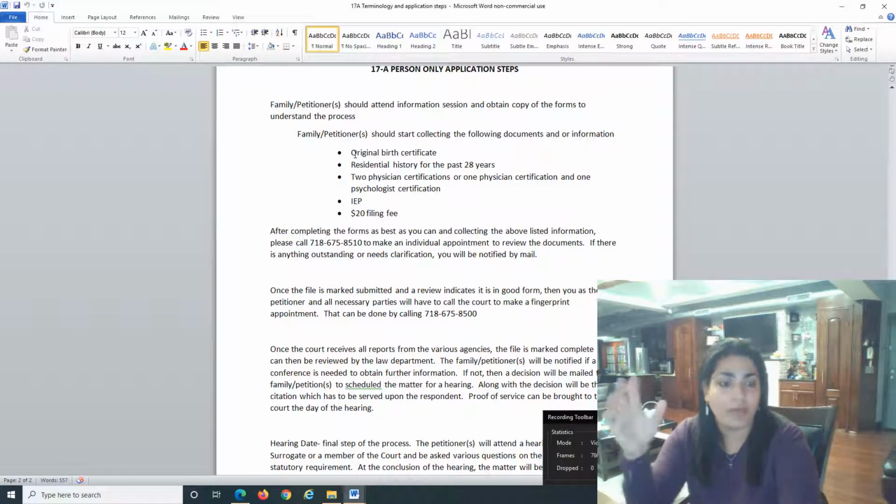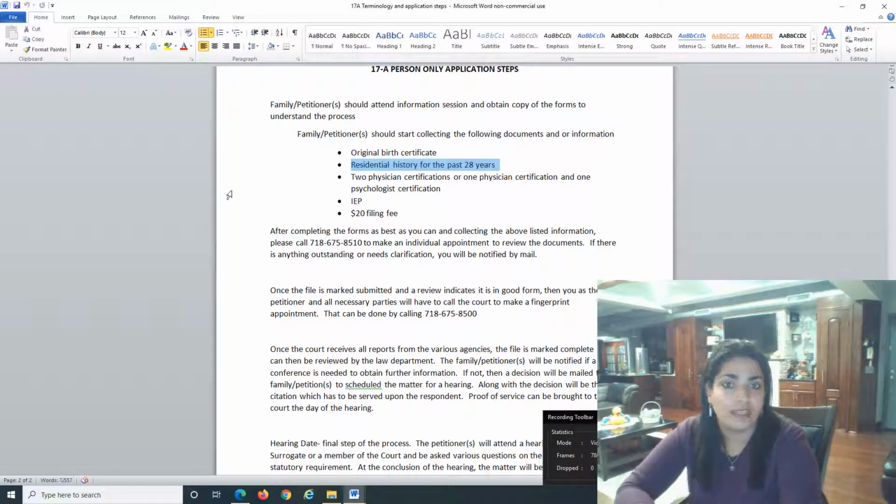So along with the petition and all the other documents we're going to go over, you also need an original birth certificate. And the original birth certificate is one that we keep. You do not get it back. You need your residential history for the past 28 years.